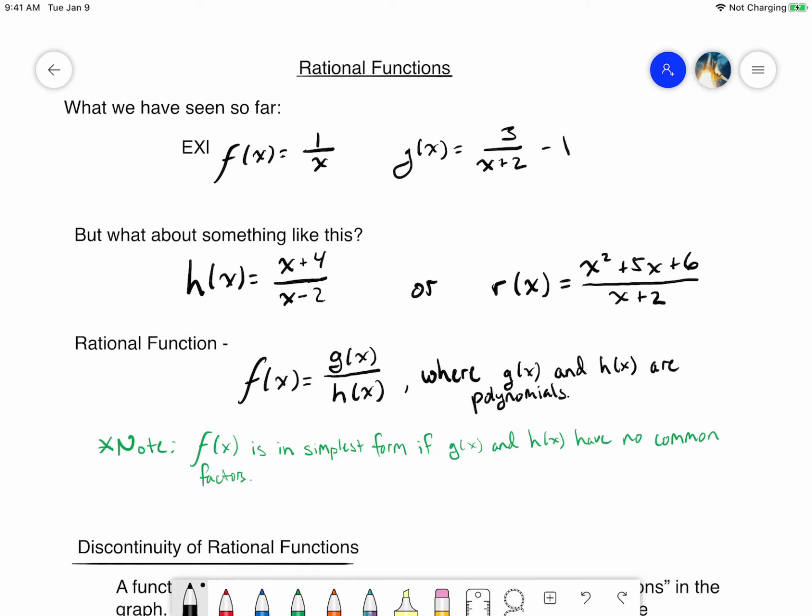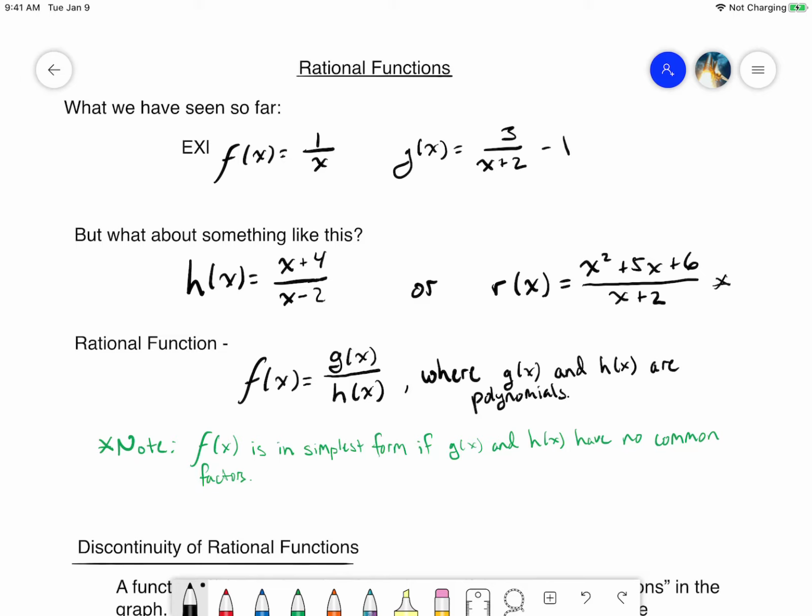We have f of x is a rational function if it's g of x over h of x, where g of x and h of x are each individual polynomials. And I know that kind of sounds confusing, but really just look at r of x over here, right? And we'll see that it's basically just a polynomial over a polynomial.